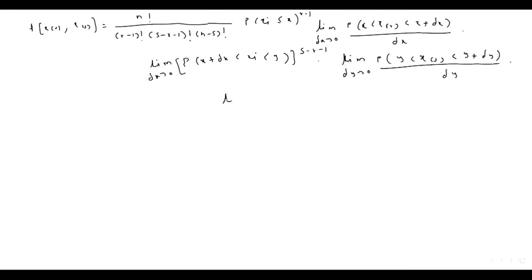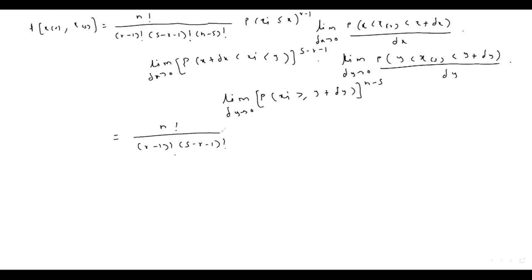So we can have this as limit delta y tends to 0. What I have is nothing but the probability of X of I greater than or equal to y plus delta y, and these are n minus s values. Okay, so that is the next step. Now let me simplify the step: the first term as it is, n factorial divided by r minus 1 factorial, then s minus r minus 1 factorial, then the next is n minus s factorial.